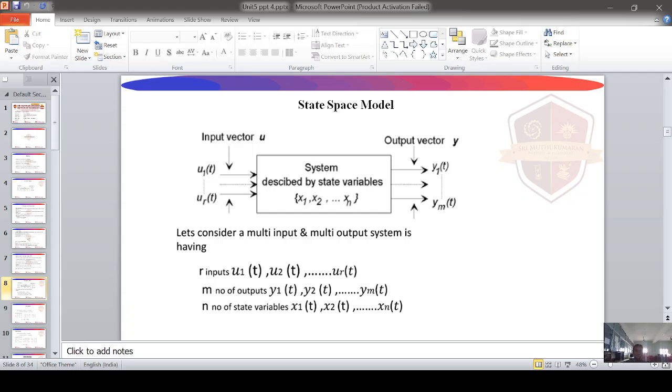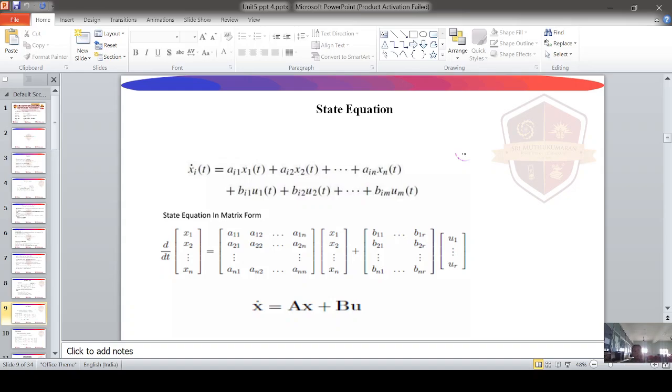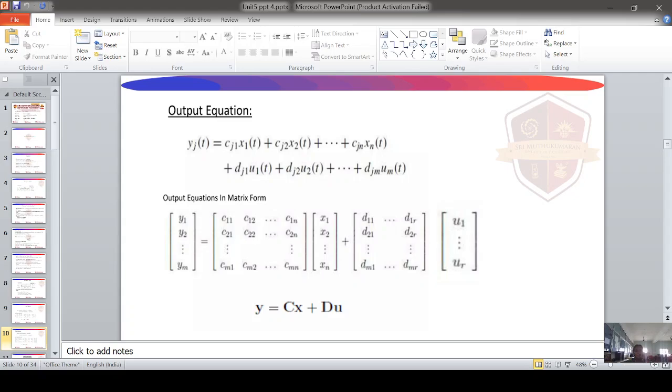This is the state space model. It is considered for multi-input and multi-output systems having m inputs, p outputs, and n state variables. These are the state equations: xi dot of t is equal to ai1 x1(t) till ain xn(t) plus bi1 u1(t) till bim um(t). The state equation in matrix form is x dot is equal to Ax plus Bu. Then the output equation in matrix form is y is equal to Cx plus Du.